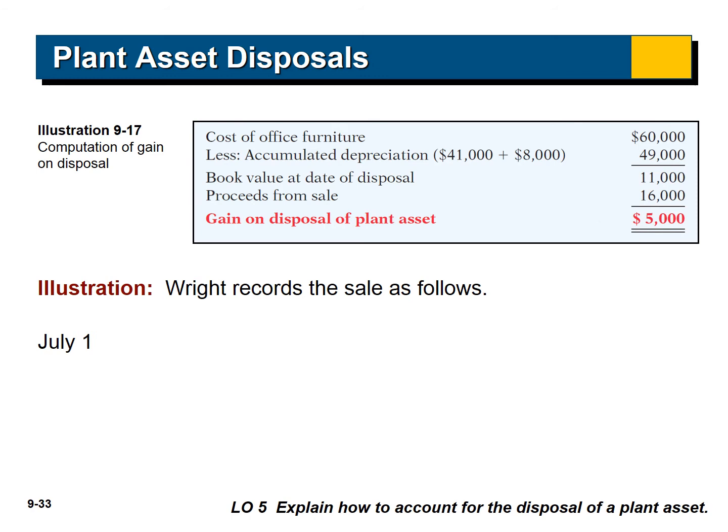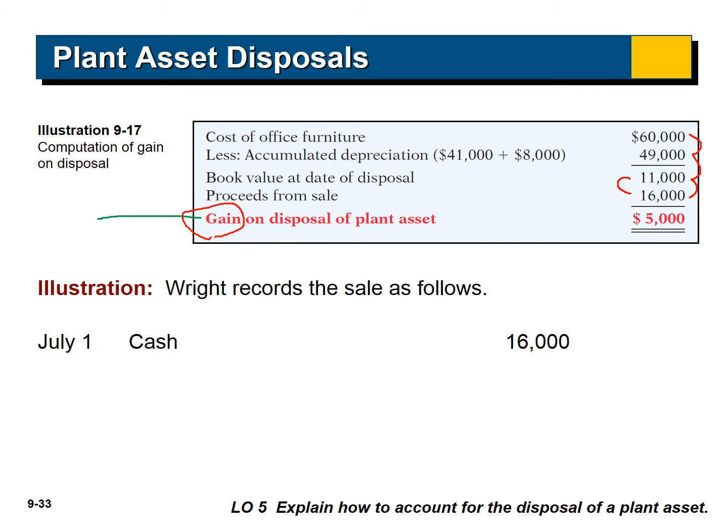Then what we do is we compare the cost less the accumulated depreciation to get the book value at the date of disposal. Compare that to the proceeds. Notice that the proceeds are greater. We sold it for more than we had on its books, so therefore it is a gain.